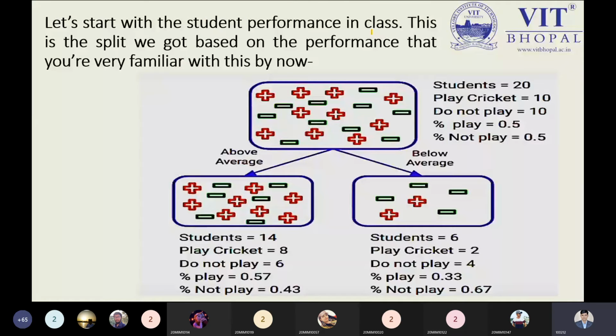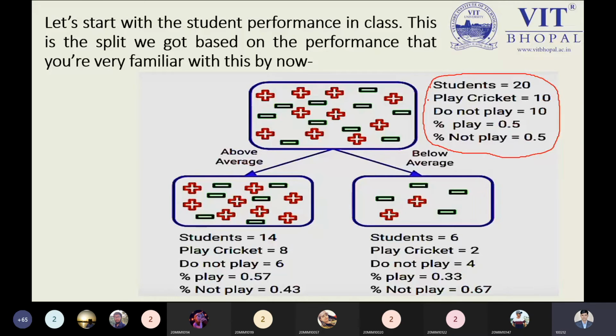This is the split we got based on the performance, and you are very familiar with it. The total number of students is 20, and those who want to play cricket are 10. Those who don't want to play the game are also 10. So the probability of each level is 0.5. I can write this over here for betterment. This is the information which is used to measure the entropy at this level.